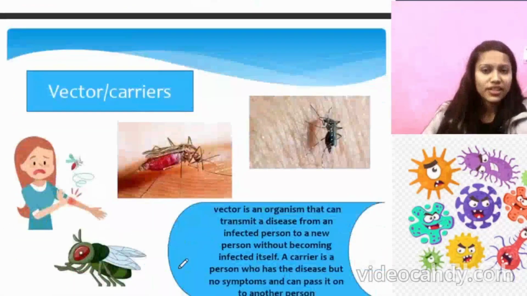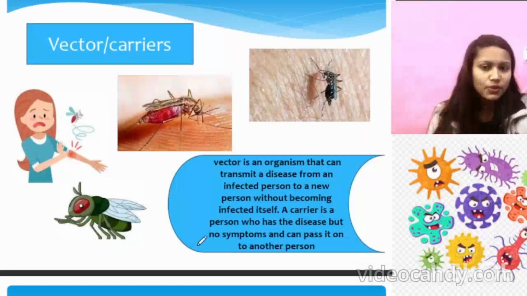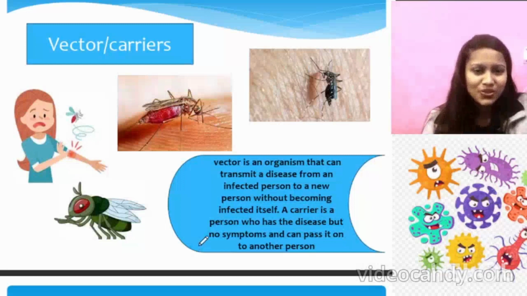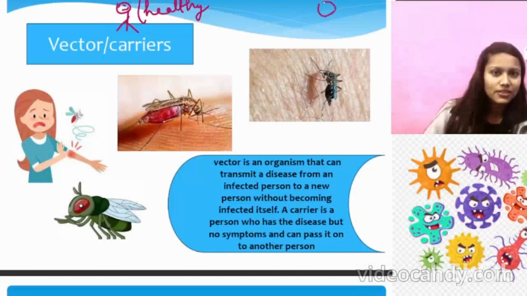Now let's move to vectors and carriers. What are vector and carrier? A vector is an organism that can transmit a disease from an infected person to a new person without being infected itself. What is it saying here? Suppose this is a healthy person here, and there is this infected person who has been infected by some microorganism, some disease. This is a sick person.